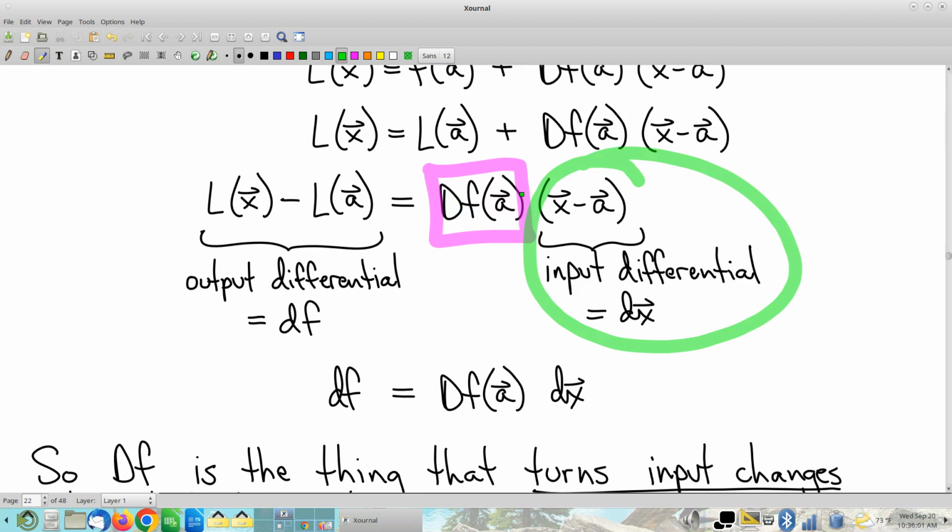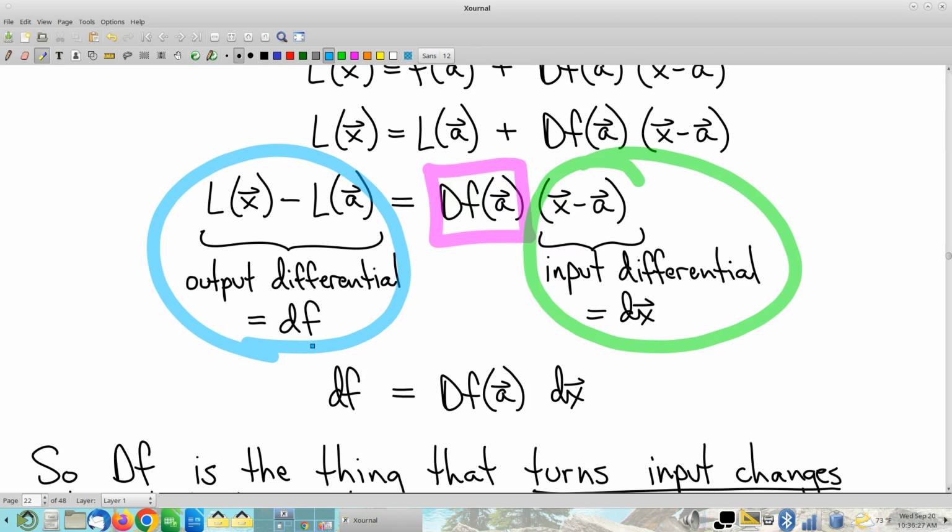I'm now asking what happens when I move over to the point X. How much did I move? What was the displacement in the domain? This difference, right? So that's the input differential. How much did I change in the input space? And apparently, according to this equation, df multiplies by the input differential to produce the output differential, which you'll recall we defined a couple pages back.